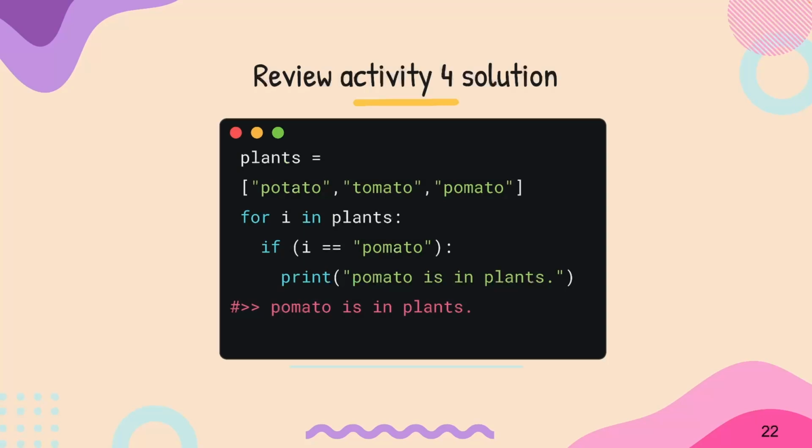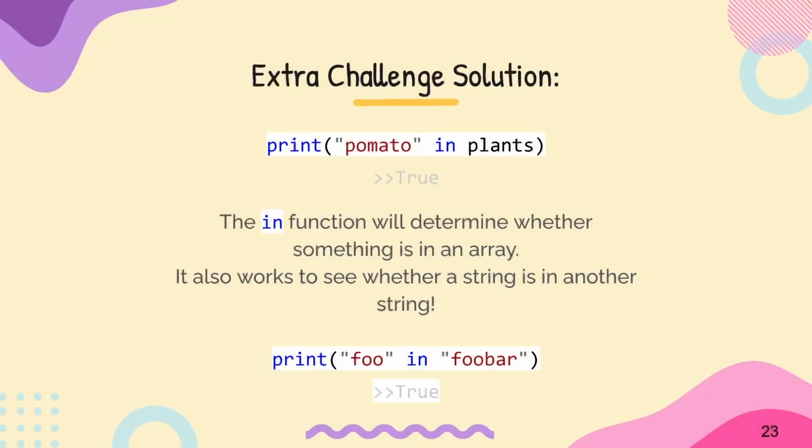Here's the solution to our activity. As you can see, we first create a list with our 3 elements in. Then, we iterate through the list by using for i in plants. And we use a comparison of i is equal to tomato in order to check if an element is in our list. But can we do this with simpler code? Turns out we can. All we need to use is the in keyword. In this code, you can see that we are checking if tomato is in our plants list.